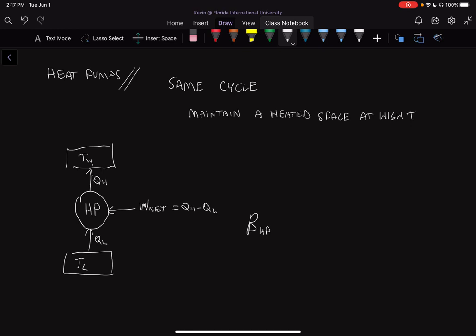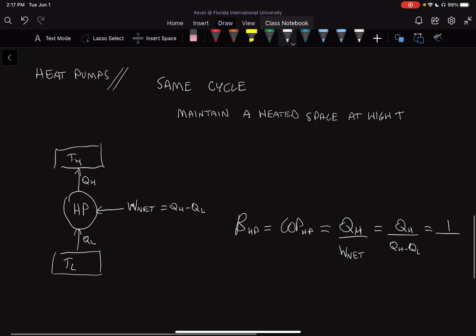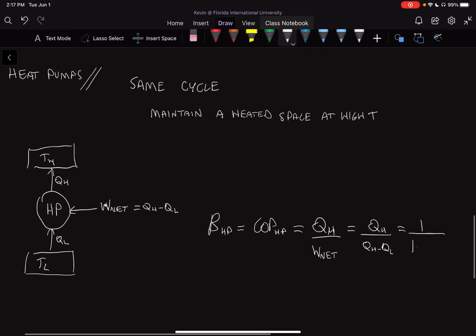And the beta of the heat pump, or the COP of the heat pump, you'll see it written in both ways, is now equal to, again, the energy sought over the energy used. And the energy sought now is QH. We want to keep QH high over the work net. And we can rewrite this equation in the same way as before as QH over QH minus QL. And this is also equal to 1 over 1 minus QL over QH.